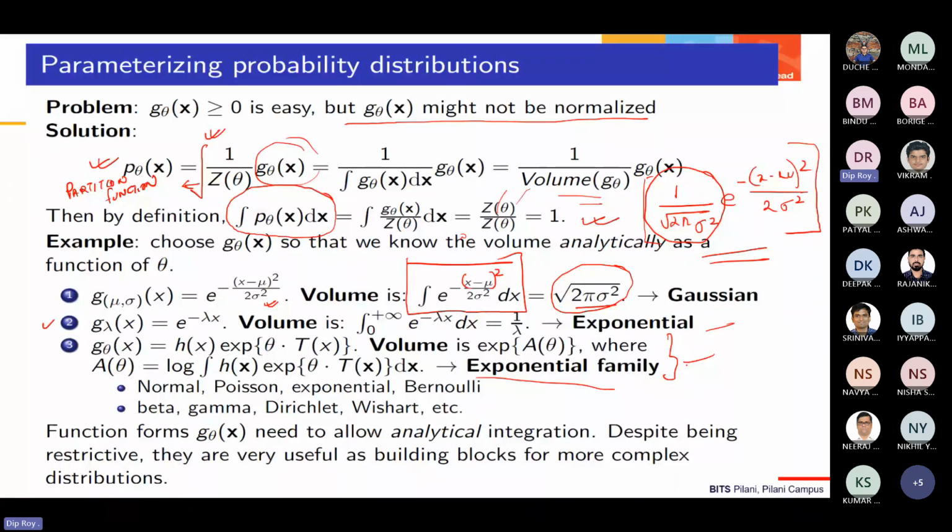Now, the question is that function g theta needs to allow analytical integration. If this integration was not possible, we could not have calculated the Z theta. I mean, in real life, this particular integration will not be possible or will be computationally very expensive.